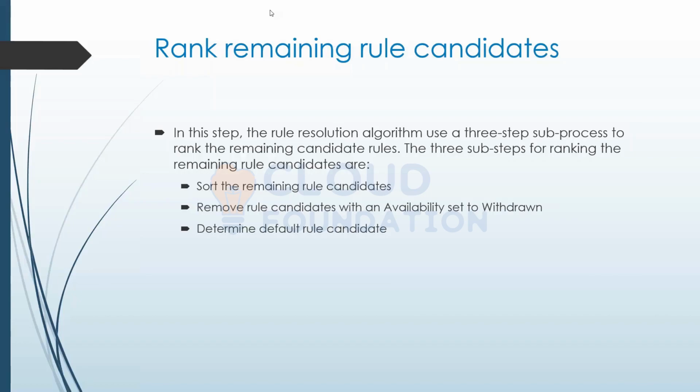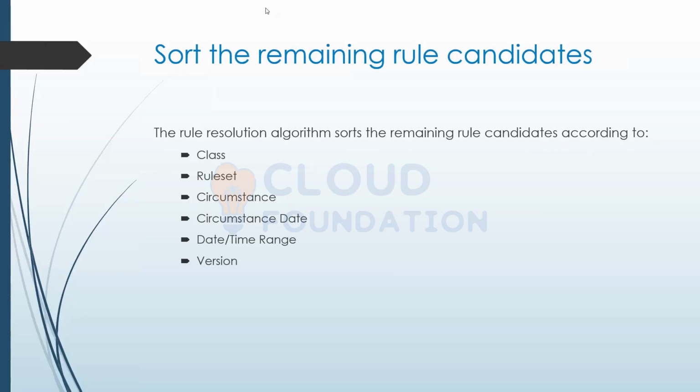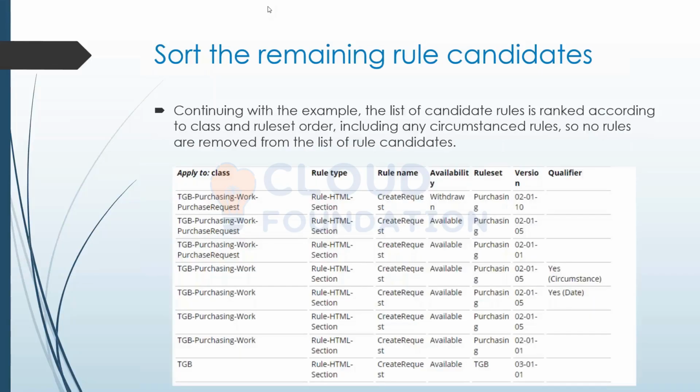The sorting criteria depend on the following. First your class is checked, then the rule set. If any circumstance variables are available, it is checked whether they are template based or date based, and then your version is checked. Let's see how the sorting works. With all those that I'm left with, it is now being sorted.